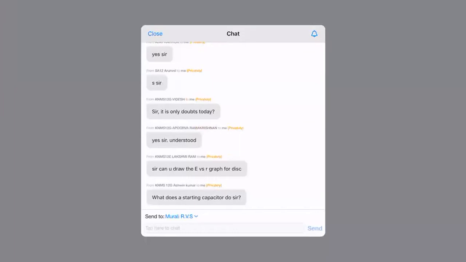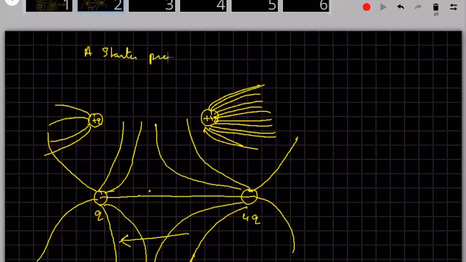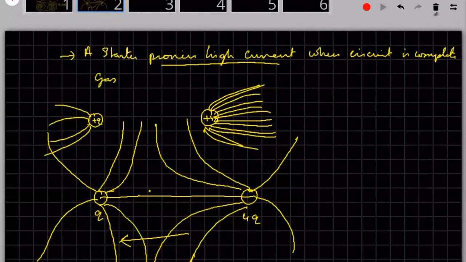What does a starting capacitor do? A starting capacitor provides high current when the circuit is complete. Because of this high current, the gas gets ionized. That you don't have to write. If you just write that the capacitor provides a high current as soon as the circuit is on, it is enough.